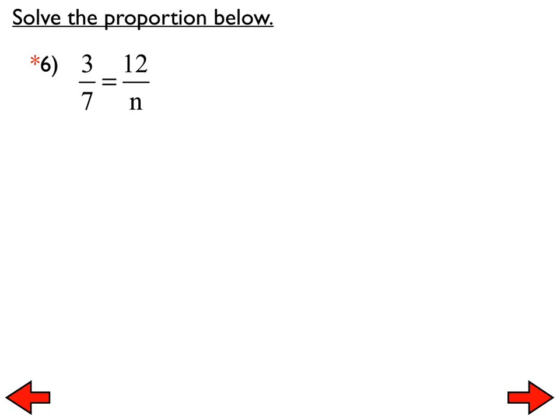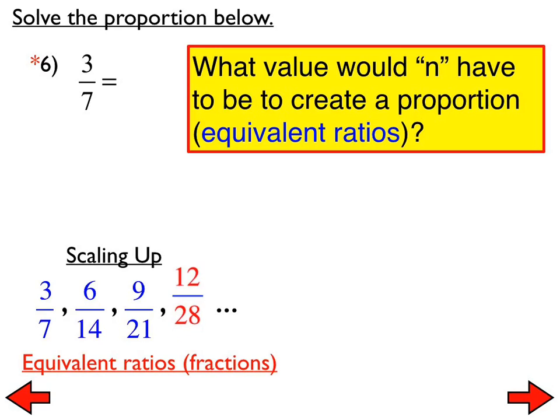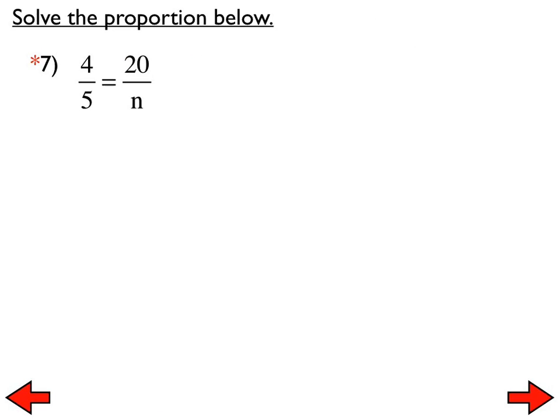All right, here's what number 6 looked like. Bushra, what did you get for the value of n? It is n equals 28. Once again, you're trying to figure out what n could be to make a proportion, or in other words, equivalent ratios. You could scale up, like I explained in the first problem, or you could show me that you're multiplying top and bottom by 4 to make the 12 over 28. But regardless of that, we should end up with n equals 28. Aiden, number 7.